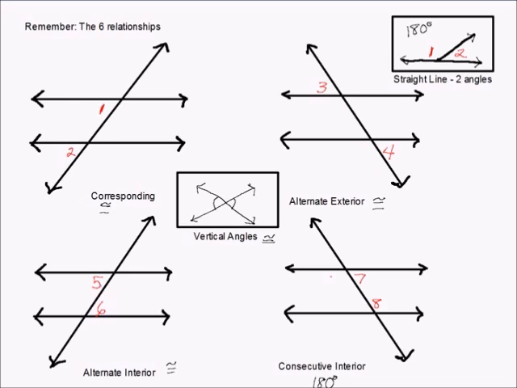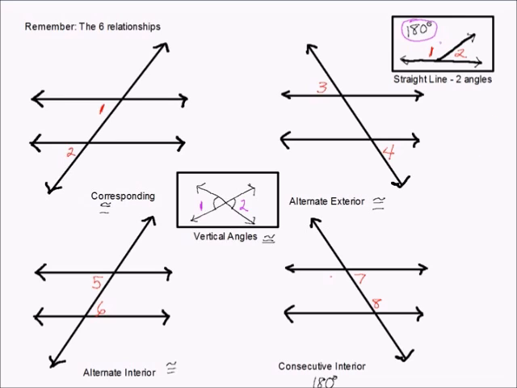Same thing with alternate interior, different sides on the inside of your lines. And in vertical angles, if I had angle 1 and I had angle 2 right here, angles across from each other are going to be congruent. So these four are telling me that things are going to be congruent. When I have a straight line with two angles, angle 1 and angle 2, they're not congruent. They have to be 180 degrees.